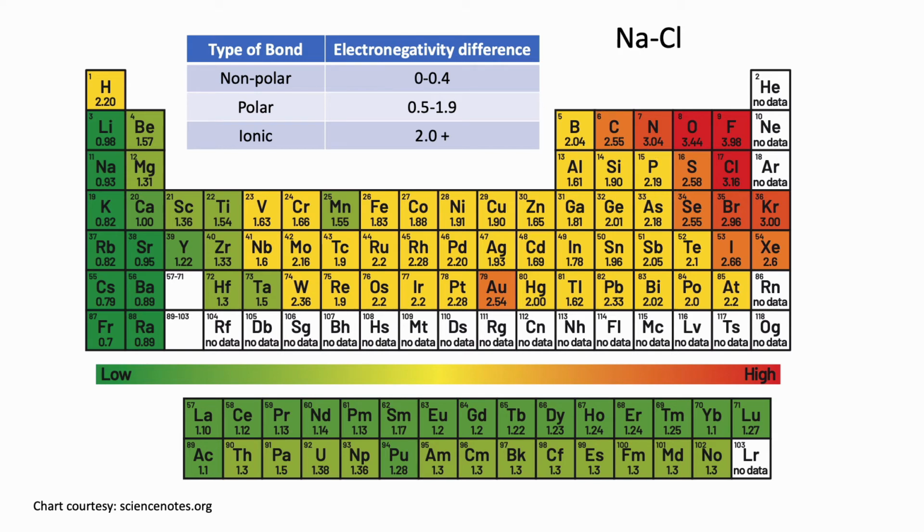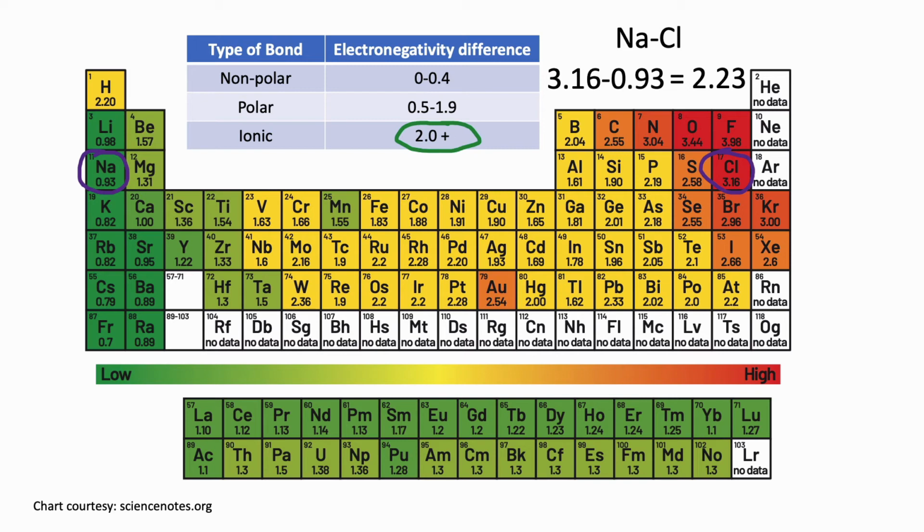Let's look at another pair of elements, sodium and chlorine. Now this is kind of cheating because we already know what sort of compound this makes, but let's just go through it just for grins. So chlorine is 3.16, sodium is 0.93. We subtract those and we get 2.23. And as you can see, that is an ionic bond.